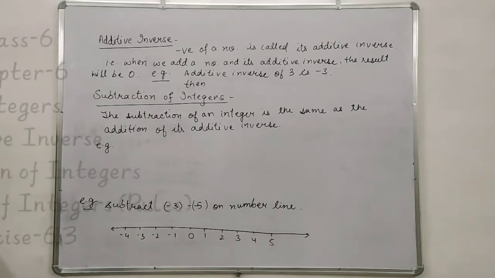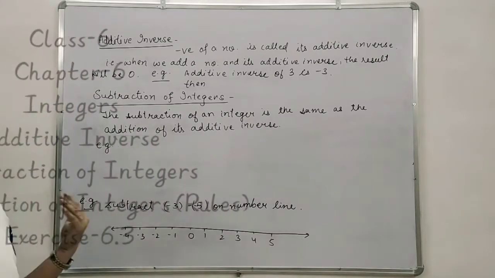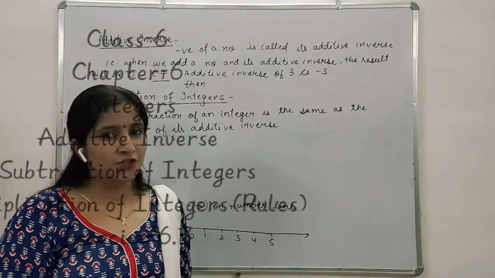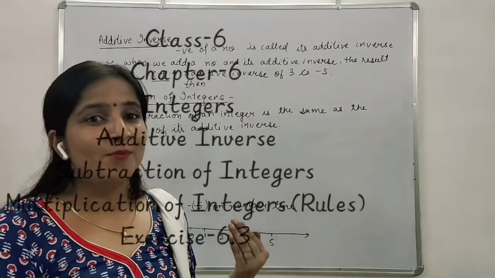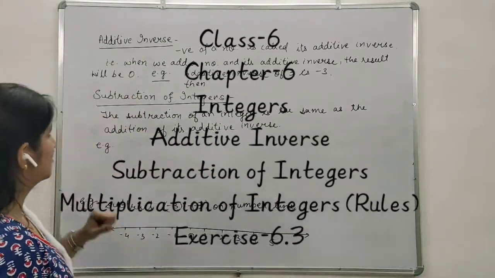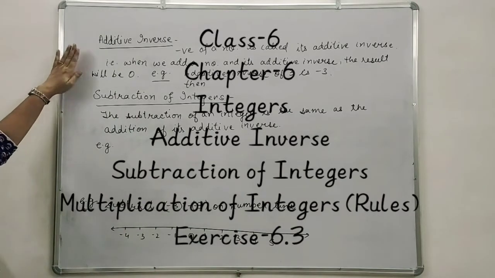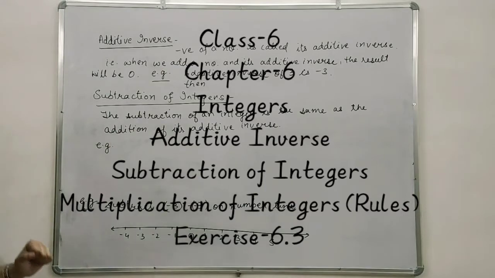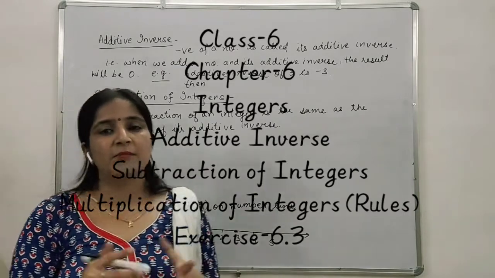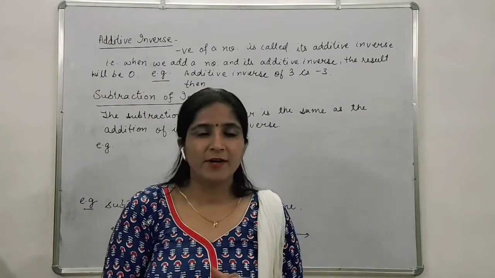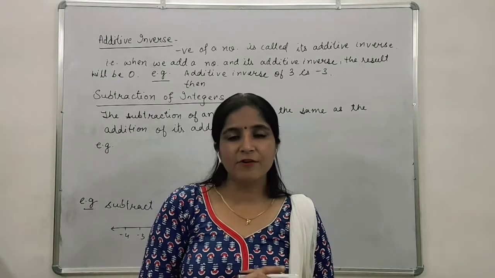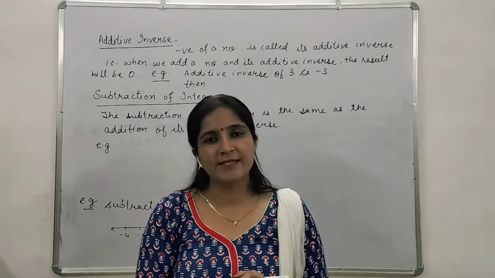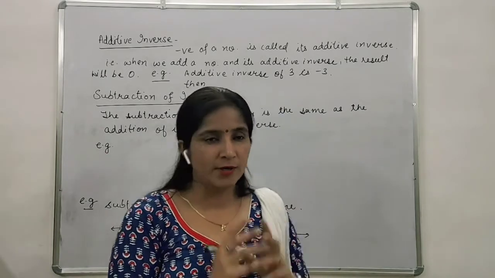Students, let us understand some more interesting new topics in integers. The first one is additive inverse. What is additive inverse? It is the negative of a number. Suppose there is a number 5. What is the negative of 5? It's minus 5. So the negative of a number is always known as its additive inverse.